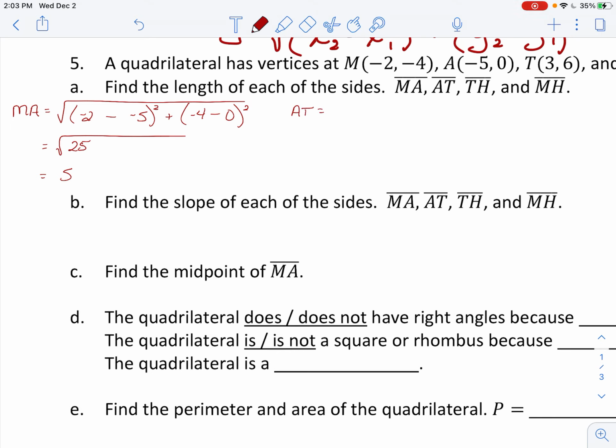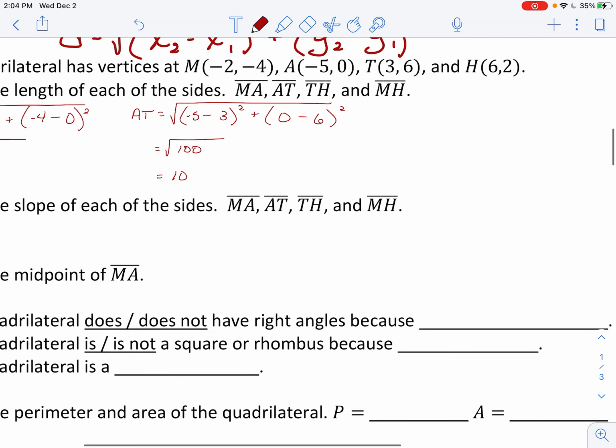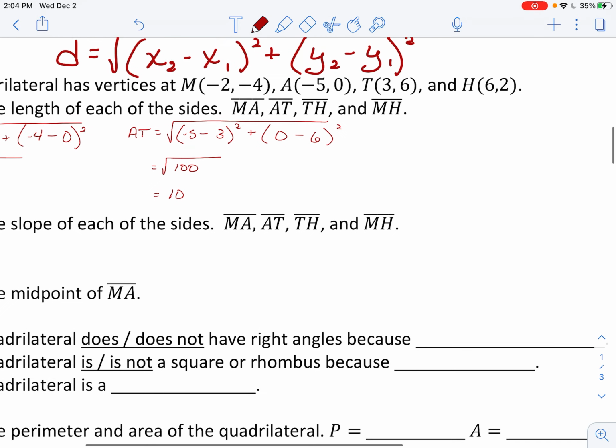So next I'm going to find AT. Again, first I'm going to find my x values for A and T. I see a -5 and a 3. Plus, I'm going to do the exact same thing for my y values. I see a 0 and a 6. So I'm just going to take everything under the square root and put it in my calculator. So I will have the square root, and my calculator gave me a 100. That's another perfect square. So we found MA, we found AT. I still have TH to find.